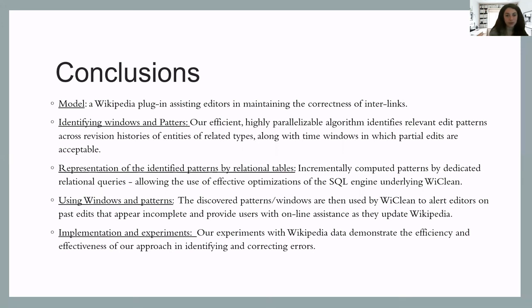The discovered patterns and windows are then used by Wicklin to alert editors on past edits that appear incomplete and provide users with online assistance as they update Wikipedia. Our experiments with Wikipedia data demonstrate the efficiency and effectiveness of our approach in identifying and correcting errors.